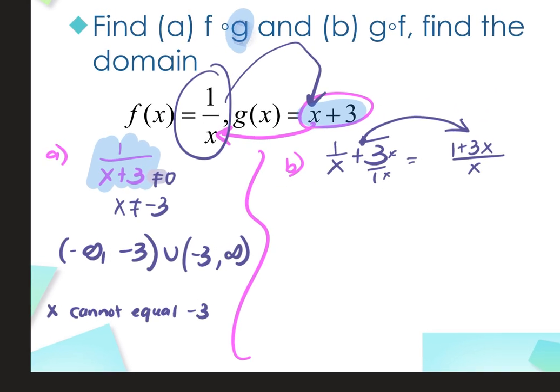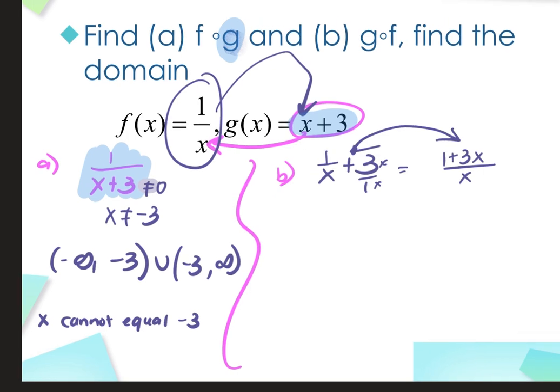Okay, now we go to B, and B was g of f of x. So I'm going to go to my f of x function. Is there a domain restriction from that? Yes. So from the beginning, what's the domain restriction? X cannot equal 0. So I carry that down with it.